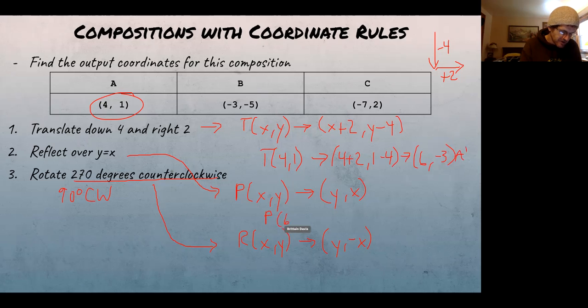P of 6, negative 3. All I'm doing here is it says xy becomes yx. All it's telling me to do is flip my coordinates. So my output here is negative 3, 6. Very straightforward. That's A double prime.